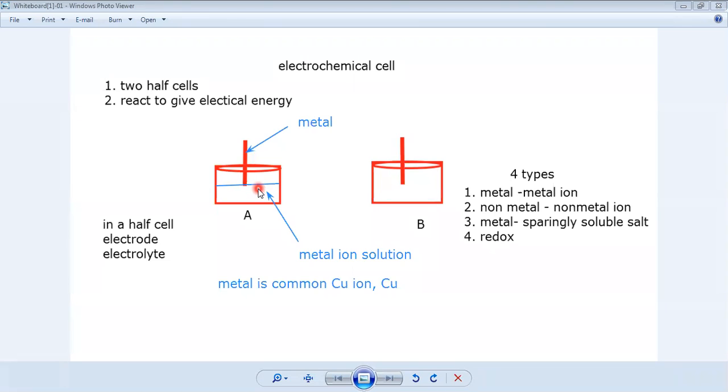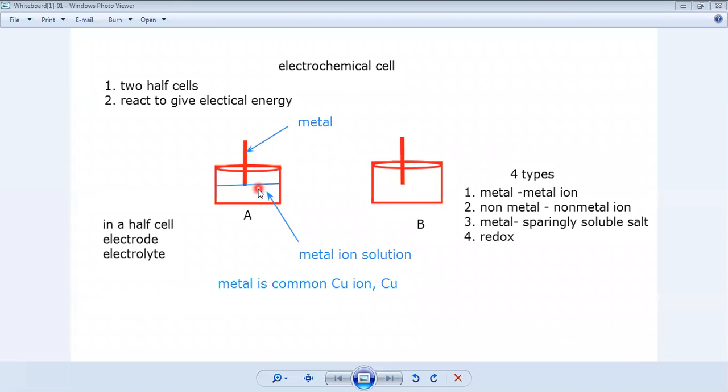Did you understand everyone? What do you mean by metal metal ion electrode? The electrolyte is made up of metal ion solution, and the same metal is used as an electrode for electrical connection. Is it clear? So this is our first type.